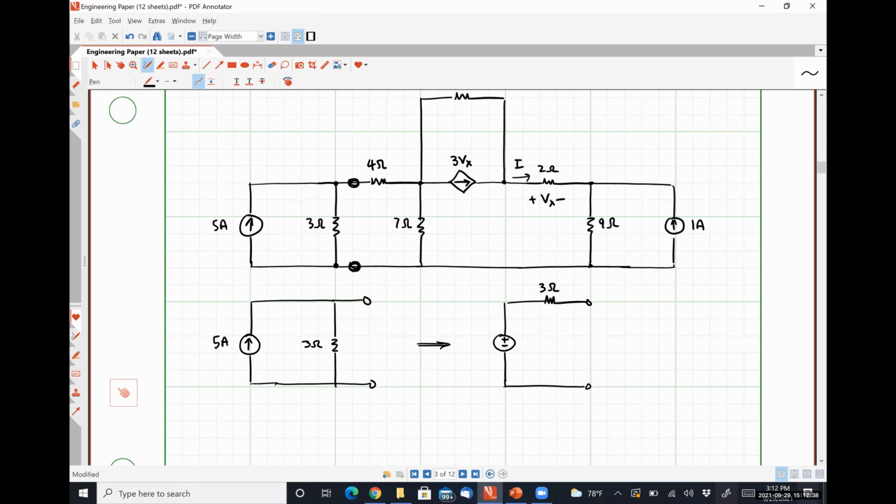What voltage value should this practical voltage source have in order to be electrically equivalent? 15 volts. How'd you get that? 5 amps times 3 ohms. Just good old Ohm's law, right?